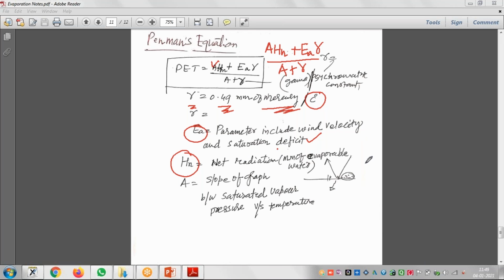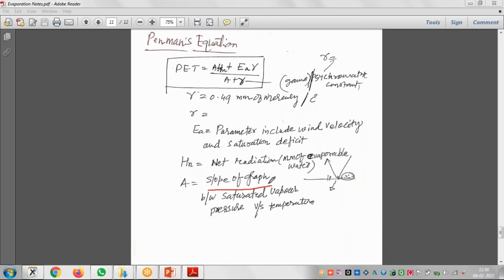Suppose radiation is coming from the sun, and there is soil, and within that soil some quantity of water is there. How much water is evaporated by the sun is measured in terms of mm of Hg. That is the meaning. Then A is the slope of the graph between saturated vapor pressure versus temperature. We have already seen the saturated vapor pressure and temperature.